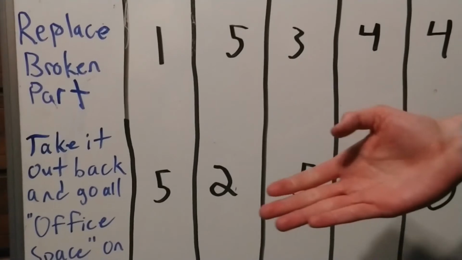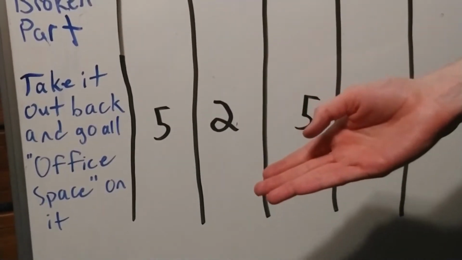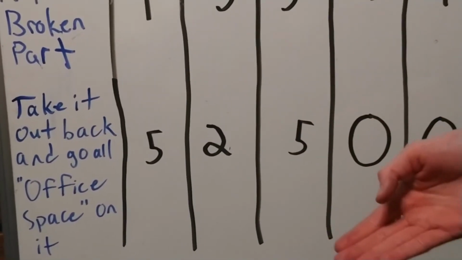And as for the take it out back and go all Office Space on it option, I think you can see how that one lands.